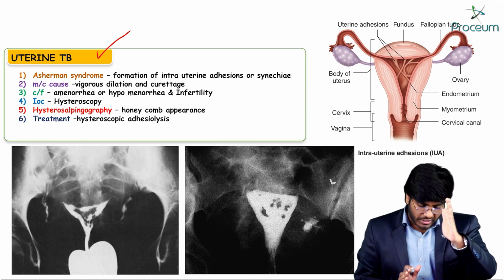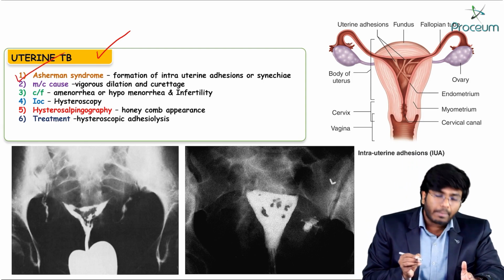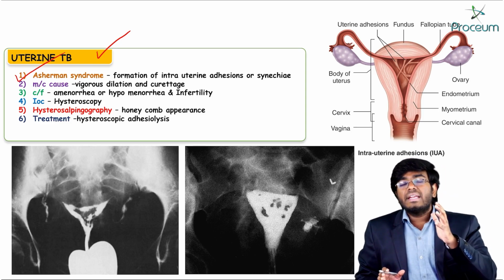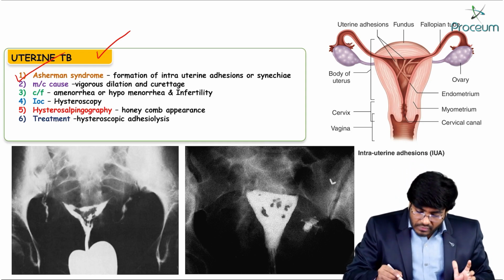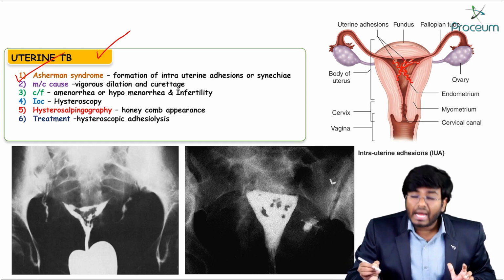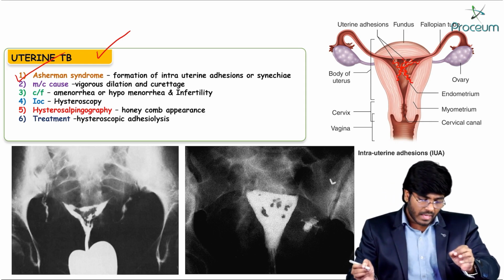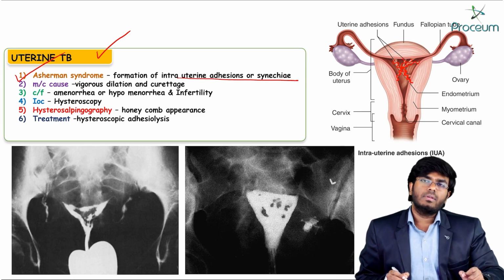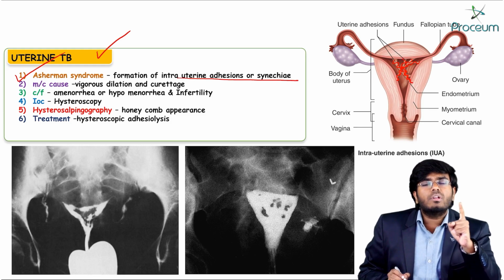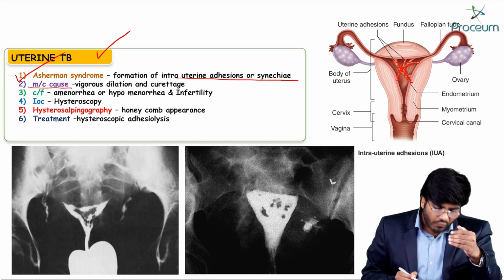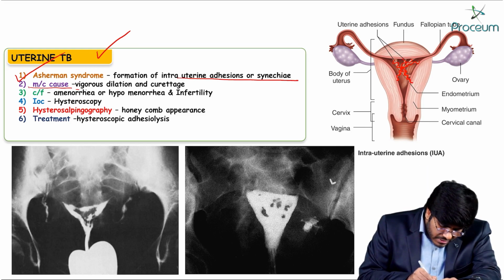If it spreads to the uterus, please concentrate, that will cause Asherman syndrome. This genital tuberculosis will cause lots and lots of inflammation in the uterus. So at the end of the day, this inflammation will cause intrauterine adhesions. You can see here there are lots of intrauterine adhesions or intrauterine synechiae. These intrauterine adhesions or synechiae are known as Asherman syndrome. Genital tuberculosis will cause Asherman syndrome, there is no doubt. But if someone asks you, what is the most common cause of Asherman syndrome? The most common cause of Asherman syndrome is vigorous dilation and curettage.